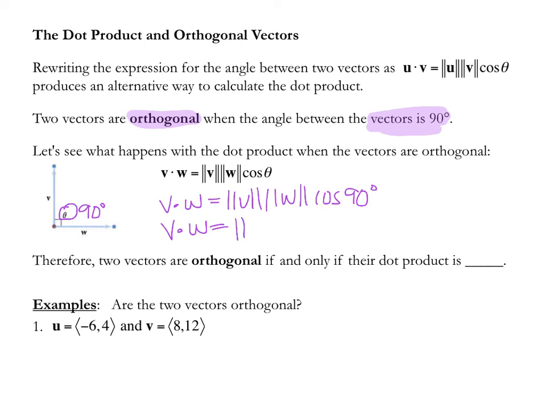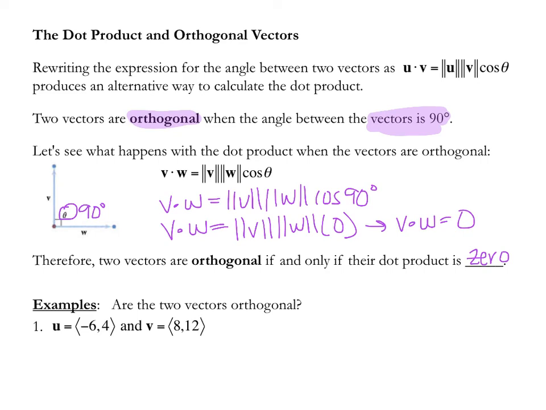So that all turns into 0, and that turns into 0 on that side, which means that whole side actually is 0. So if you notice, the dot product equals 0. So that's how we're going to be able to test to see if it's orthogonal. We know that two vectors will be orthogonal if and only if their dot product is 0.